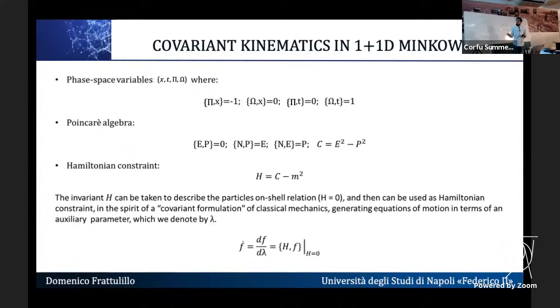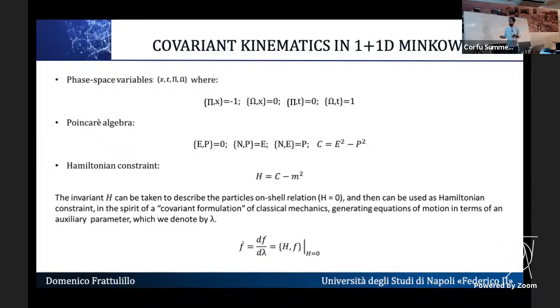Now we know that the Minkowski spacetime is invariant under the Poincare algebra, defined by the following commutation relations between the generators, where E is the time translation generator, P is the spatial translation generator, and N is the boost generator. And here C is the Casimir of the Poincare algebra in 1+1 dimension, that is equal to E squared minus pi squared. Now we can introduce a mass-shell constraint in the following way: the Casimir minus the mass squared of the particle, and we can use H as the Hamiltonian of our system, and it generates equations of motion in terms of an auxiliary parameter lambda in the following way.